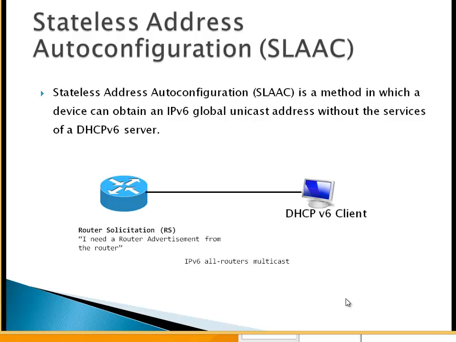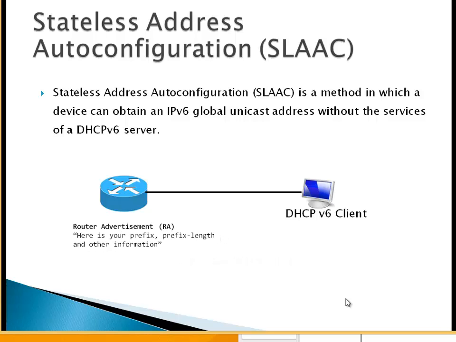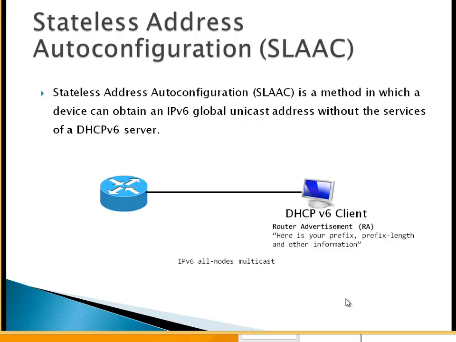The router will hear that message and reply with a router advertisement message, or RA: here is your prefix and other information. Now this is the IPv6 all-nodes multicast. It's like a broadcast message for the client. There's no broadcast in IPv6. It's only multicast, and other addresses, unicast, anycast, but no broadcast.